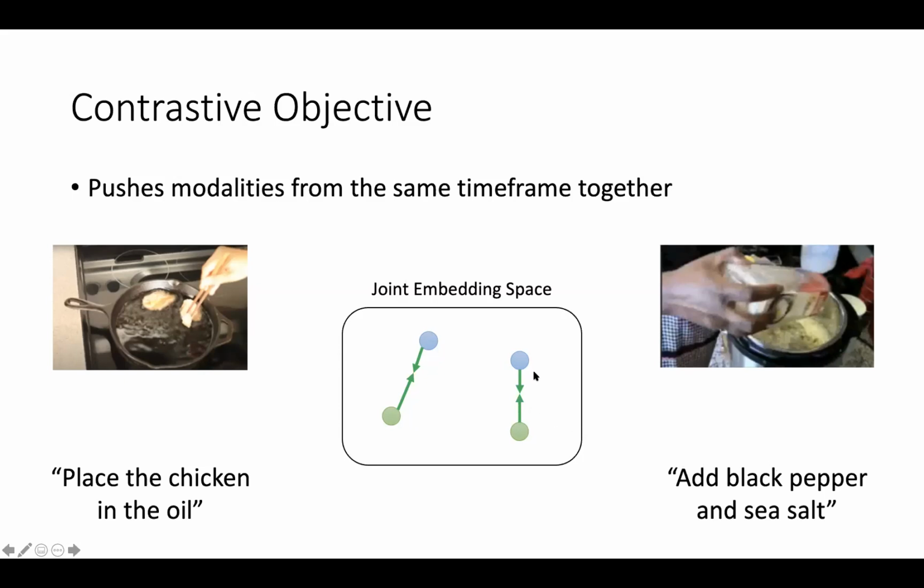The second thing it tries to do is push embeddings from different time steps apart. In this case, this video of frying chicken should be pushed away from the embedding of the sentence adding black pepper, because there is no adding black pepper in this video. And likewise, these two different time steps should be pushed apart as well.